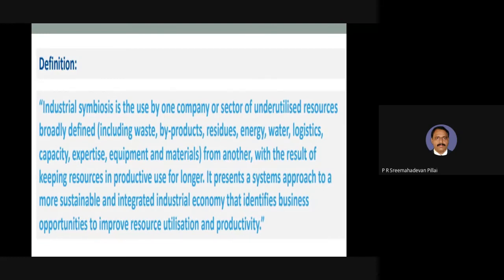water, logistics, capacity, expertise, equipment, and materials from another, with the result of keeping resources in productive use for longer. It presents a systems approach to a more sustainable and integrated industrial economy that identifies business opportunities to improve resource utilization and productivity. I'll tell you one typical example which I know very well.